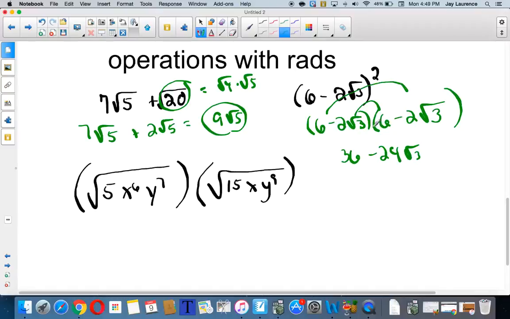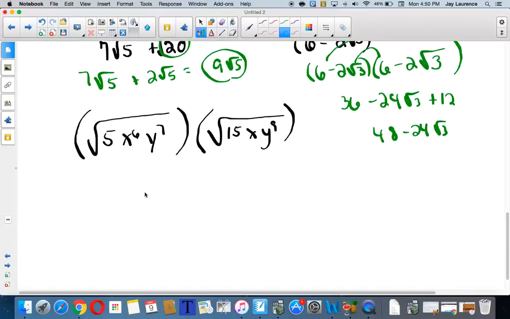All right. Finally, I have a negative 2 rad 3 times a negative 2 rad 3. Well, it's going to be a positive 4 times 3. That's going to be a positive 12. Combining like terms is going to get me 48 minus 24 rad 3. And there you go.